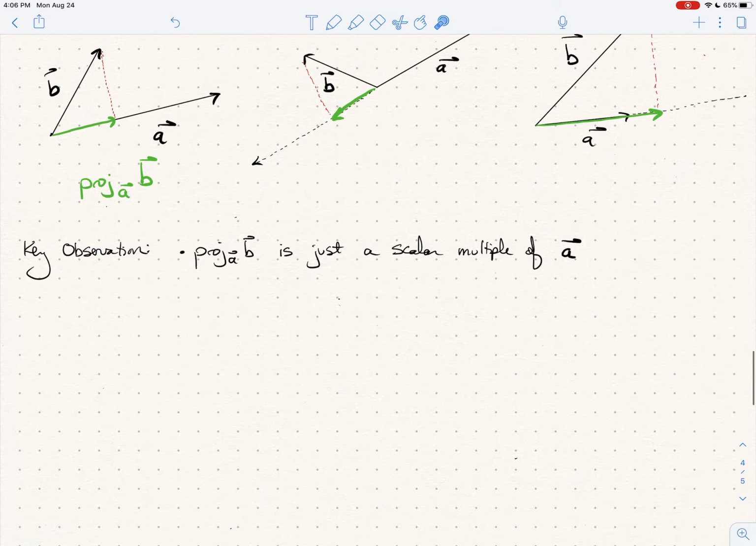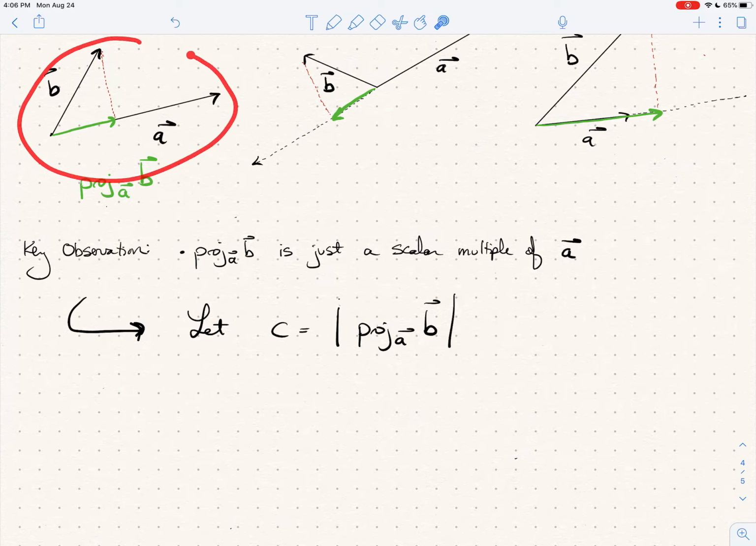So if we could figure out the length of the vector projection of B onto A, let's call it C. So let C equal the length of the vector projection of B onto A. Okay, so C is just this length right there. Again, I'm working in this case, so I'm assuming here that the angle between A and B is acute. All right, so let's do that.